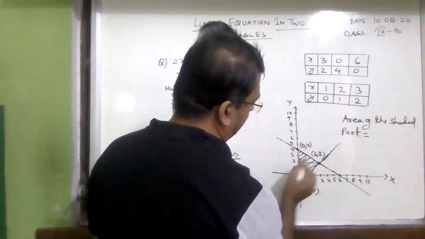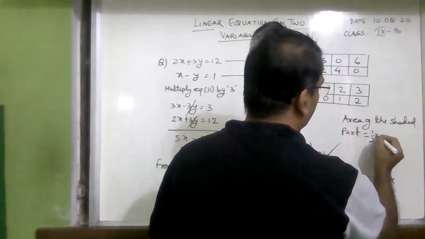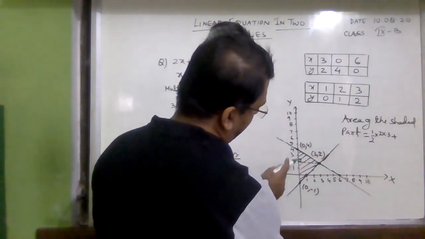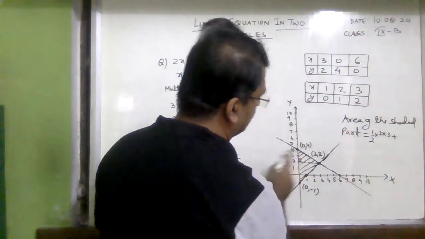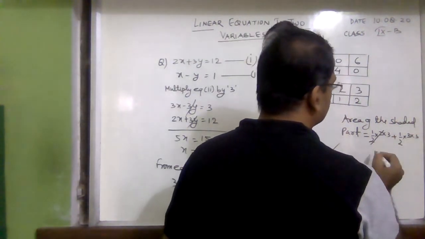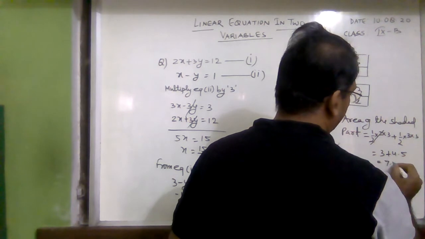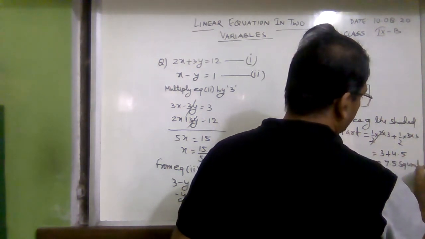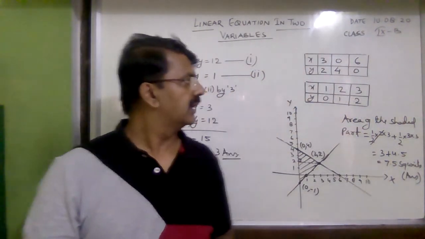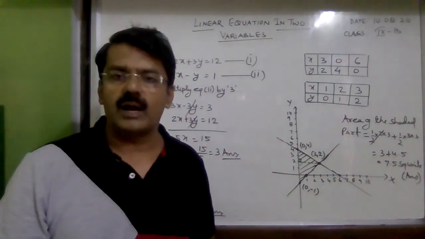Now that triangle, the base is 2 and the height is 3, so the area is half base into height. And the second triangle, the base is 3 and the height is also 3. So the area is half base into height. Okay. Now it is 3 plus 9 by 2, 4.5. So it is 7.5 square units. The area will be 7.5 square units. Clear?